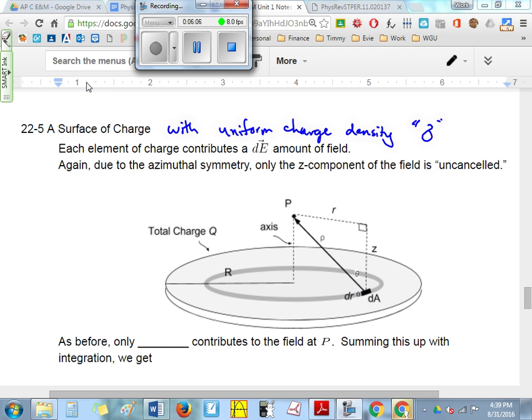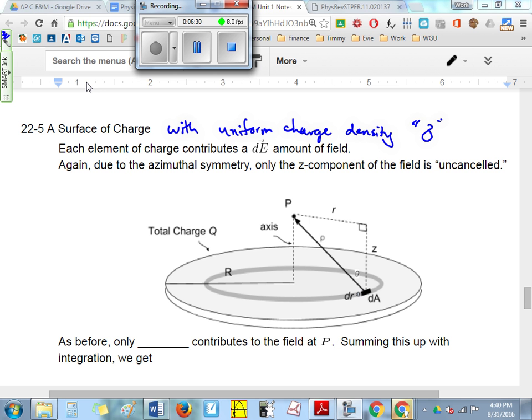Okay. All right, so there's a comment here that says, due to the azimuthal symmetry, only the z component is uncancelled. What I was just mentioning is that any field vectors that point straight up are constructive. Anything that's pointing radially is going to destroy. So we have constructive and destructive. All right, now, what can we take from that?